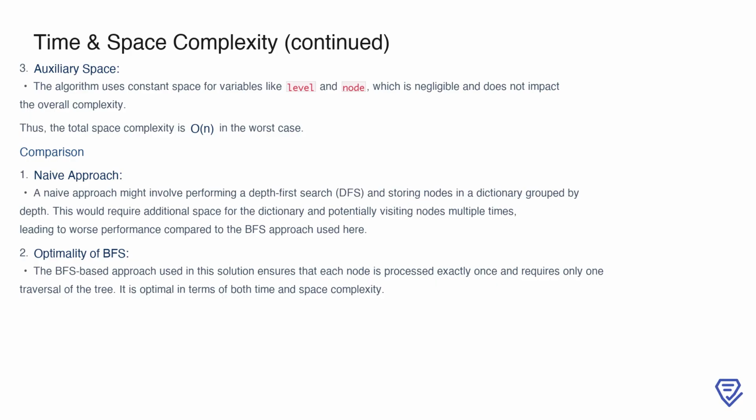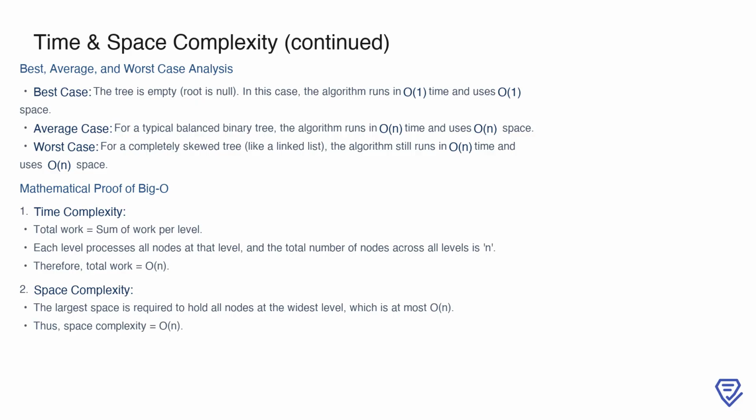In terms of best, average, and worst-case scenarios, the algorithm demonstrates consistent performance. In the best case, where the tree is empty, the algorithm completes in O(1) time and uses O(1) space. For a typical balanced binary tree, the average case time complexity is O(n), and the space complexity is also O(n). Even in the worst-case scenario, where the tree is completely skewed and resembles a linked list, the algorithm still runs in O(n) time and uses O(n) space.